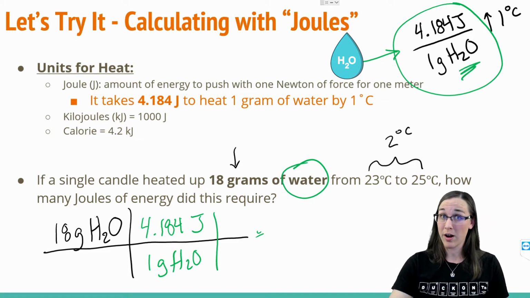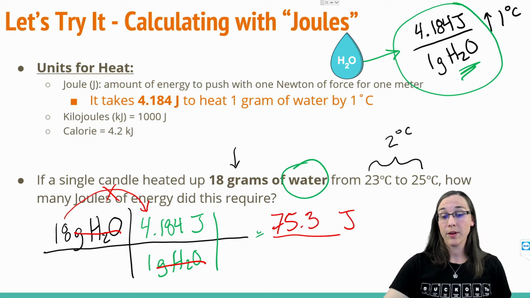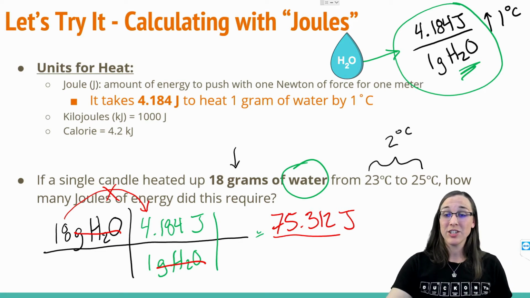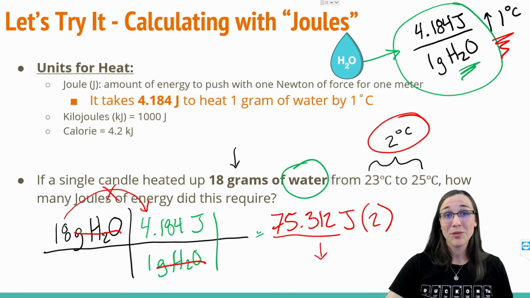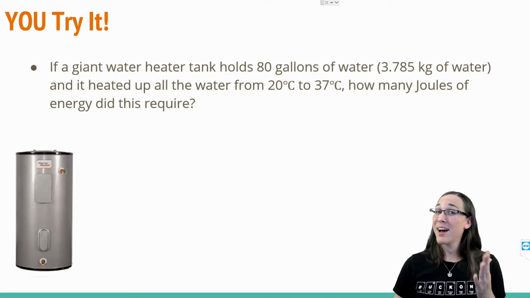It's specific to water. Here we see the grams of water cancel, and now all we have to do is multiply 18 by 4.184 joules to get 75.312 joules. We're not quite done yet. Remember that this would be the amount of energy to just raise it 1 degree Celsius. However, our question raised it 2 degrees Celsius. So the last step here is just multiplying this answer by 2. Then you can see that the total amount of energy required to do this is 150.624 joules.